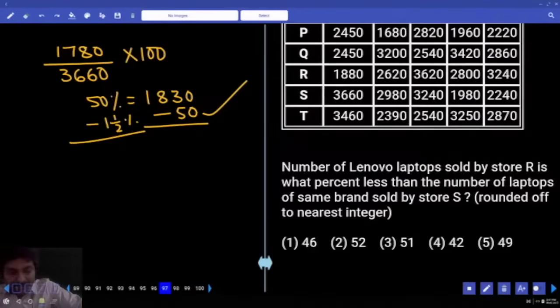Nearest integer, go to options. 48.5% is what we have. Nearest integer, 49.